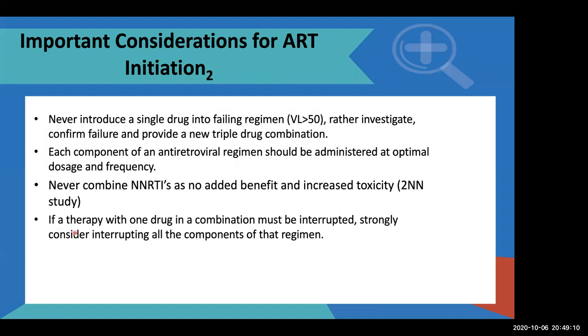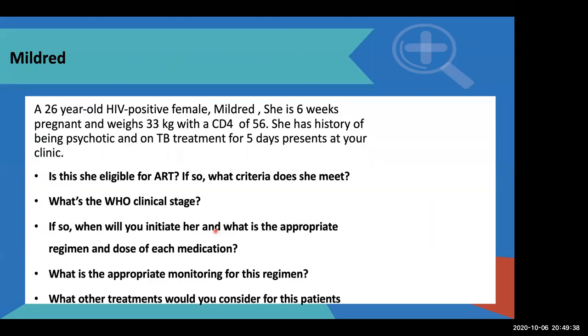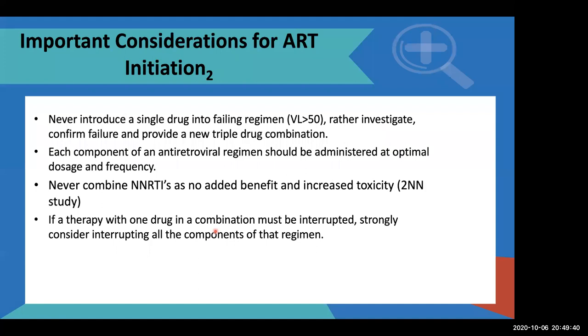And then the other thing is that if one drug must be stopped in terms of ARVs, you stop the whole regimen, right? In ARVs, we are not starting these drugs one by one and testing them like we do in the TB world, right? In HIV, you either give three drugs or you give nothing. So if you have to stop one drug, you stop the whole regimen, or you give an alternate better regimen, but it should always be three drugs. That is the rule, right?